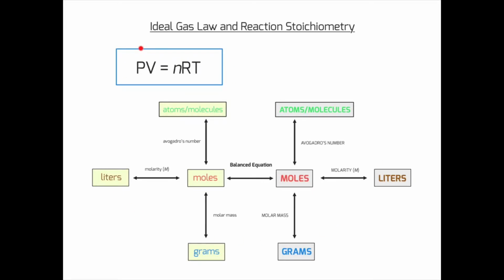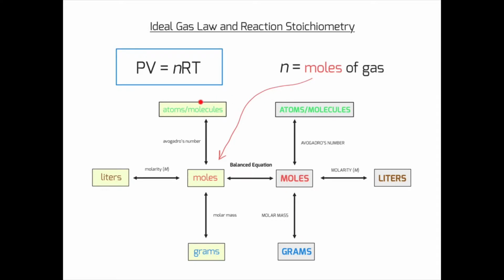If we look a little bit closer at our ideal gas law, what we have is pressure times volume equals moles of gas times the gas constant times temperature. So included within our ideal gas law, we have this n, moles of gas, which means that we can use this equation to find moles of gas. And if we know moles of gas, that puts us right here on our reaction stoichiometry diagram. From here, we can convert to atoms or molecules, liters, or grams within the same substance. Or if we know the balanced equation, we can convert from moles of this substance to moles of a different substance, and then from there to each one of these things.